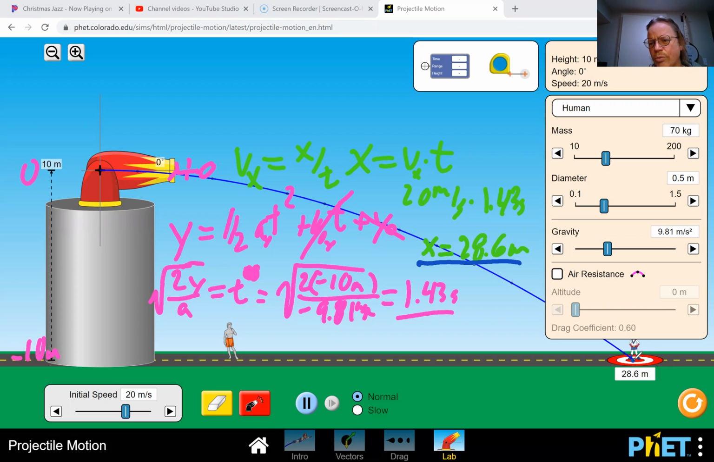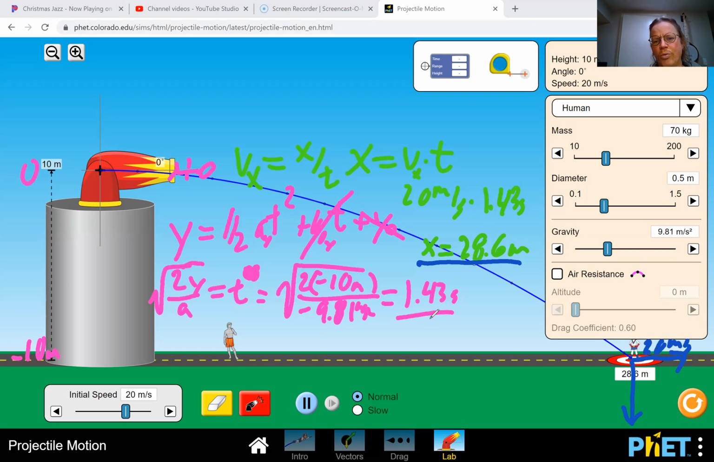Well, sideways, we're going how fast, guys? Well, it wasn't as easy as I thought to see that. Well, there it is anyway. The speed is 20 meters per second right there. So that's going 20 meters per second sideways. Hey, how fast was the person going downward there? Well, after 1.43 seconds, how fast would you be going?